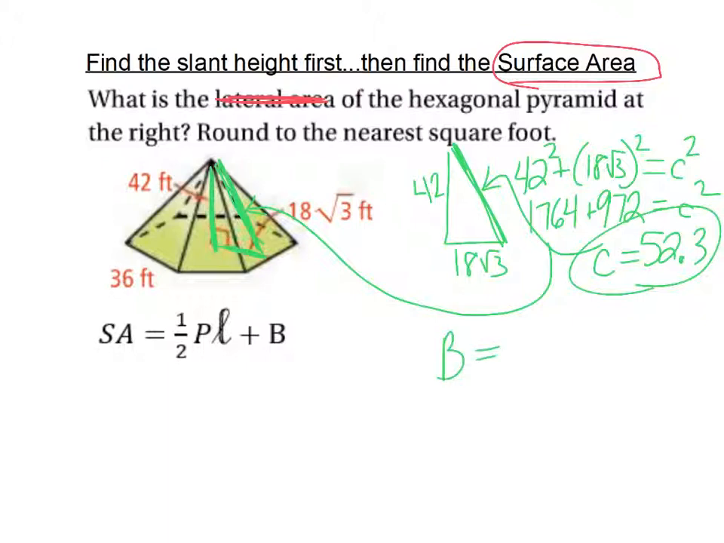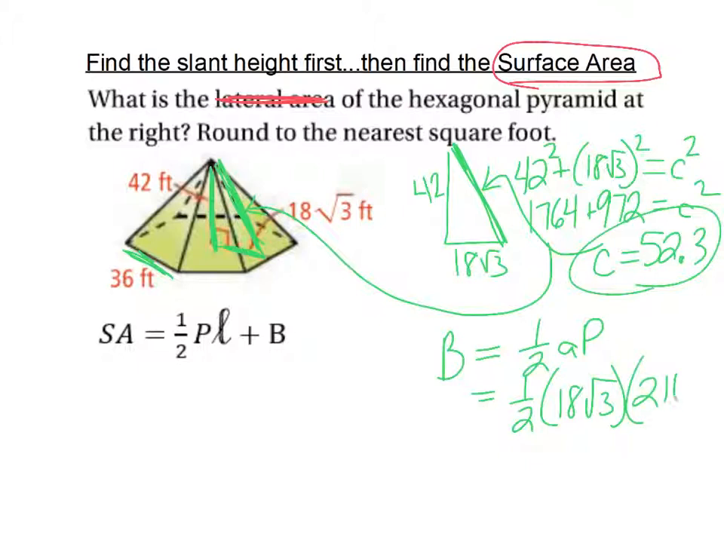Okay, that's equal to 1/2 AP. So 1/2, the apothem they gave us, that was the 18 root 3. The perimeter is just all the sides, which each side is 36, times 6. And you get 216 for your perimeter. Let's multiply that stuff together. I have the area of the base to be a grand total of 3,367.1.